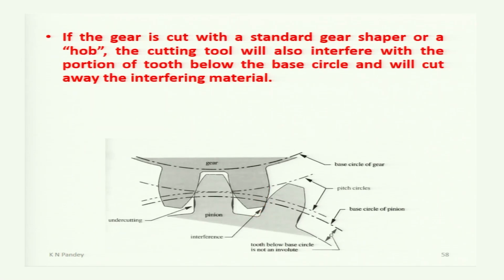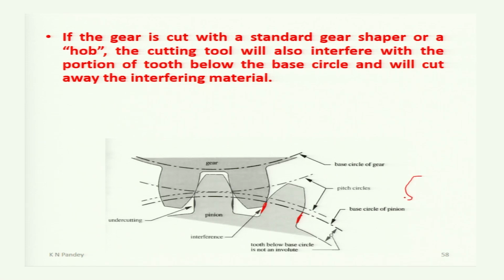If the gear is cut with a standard gear shaper or a hob, the cutting tool will also interfere with the portion of the tooth below the base circle and will cut away the interfering material. So, this interfering material will be cut away, and below the base circle the shape of the gear tooth will be something like this. This is called undercutting. The material shown in this red color is taken out by the tool. So, the tooth will be of this type of shape.